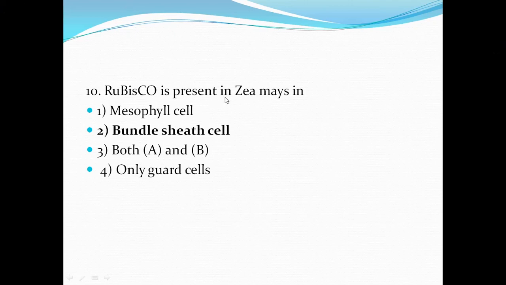Rubisco is present in Zea mays in. Now, Zea mays is the scientific name of maize, and you know very well that maize is a C4 plant. So in C4 plants, Rubisco is involved in the dark reaction, that is the Calvin cycle, and in C4 plants the dark reaction or Calvin cycle or C3 cycle occurs in the bundle sheath cell. But in C3 plants, Rubisco is present in mesophyll cells. But Zea mays is a C4 plant, and in a C4 plant, Rubisco is present in bundle sheath cells.